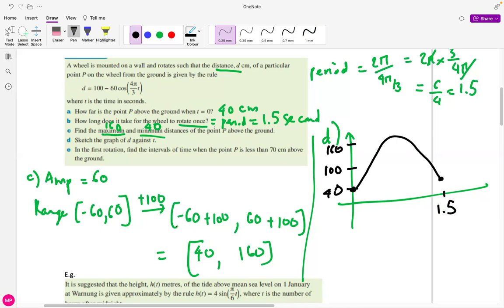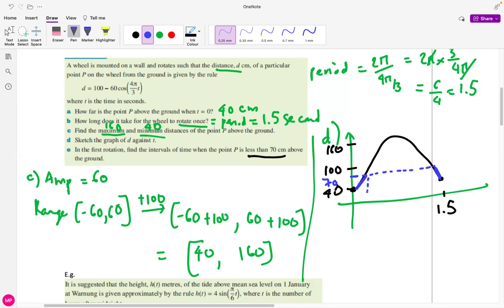All right. Now, question A, in the first notation, they talk about in one period, find the interval of time when point P is less than 17 meter above the ground. So 17 meter is somewhere here, that's the distance. And they want to know when is it less than 17 meter. So when the graph is below the line. So you see this section and this section. You see where it is less than 70.